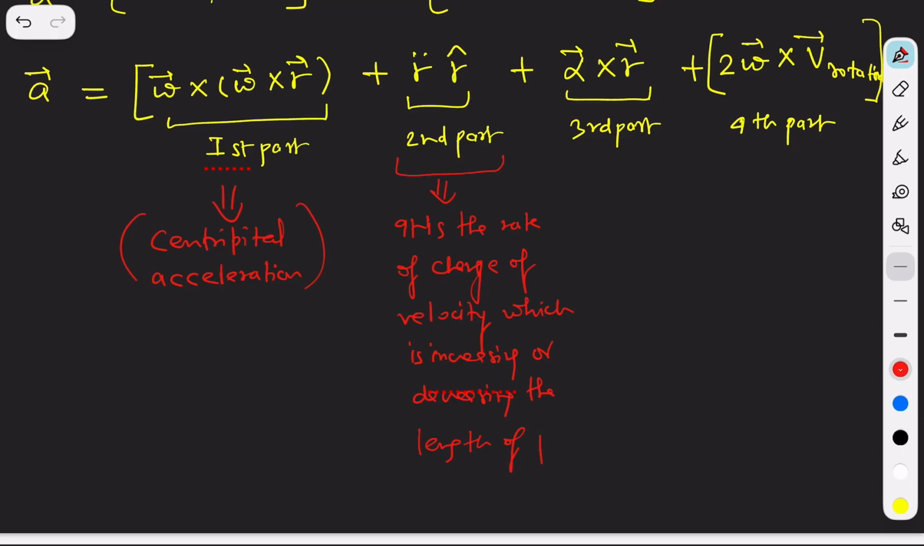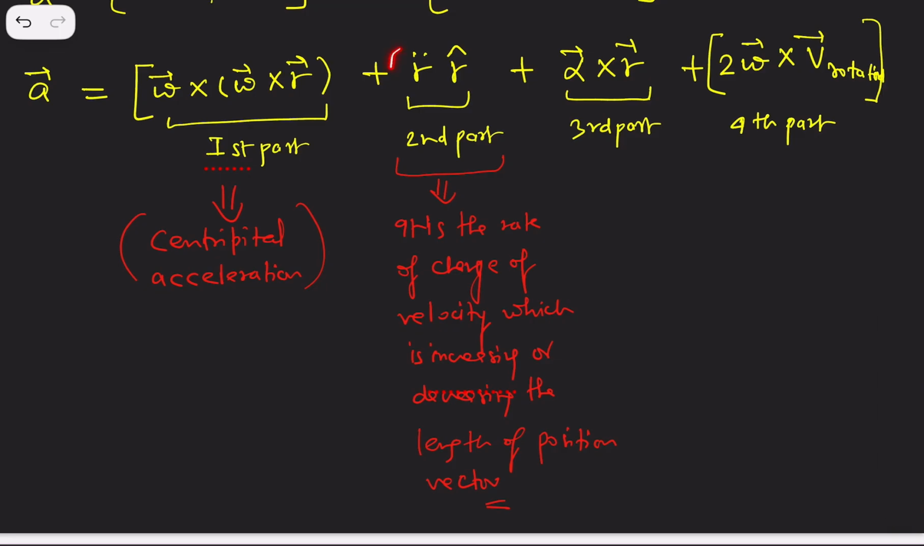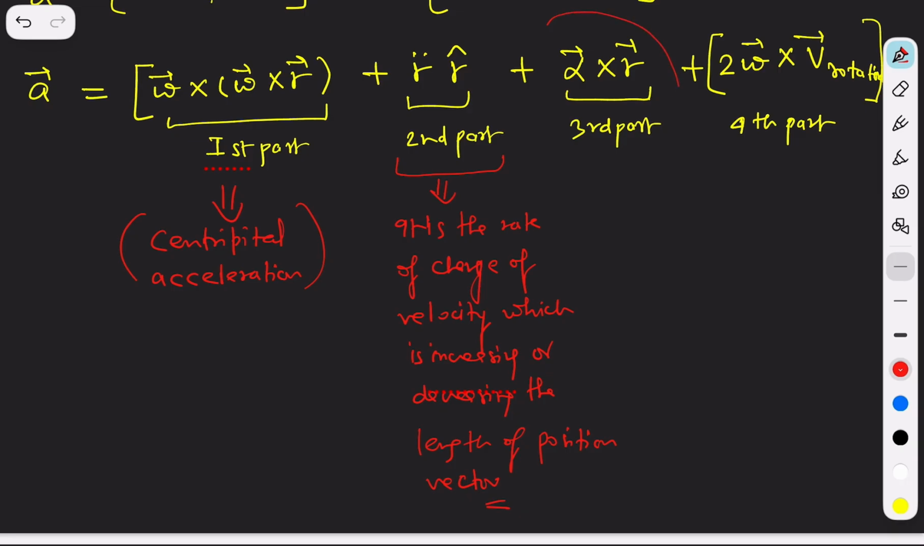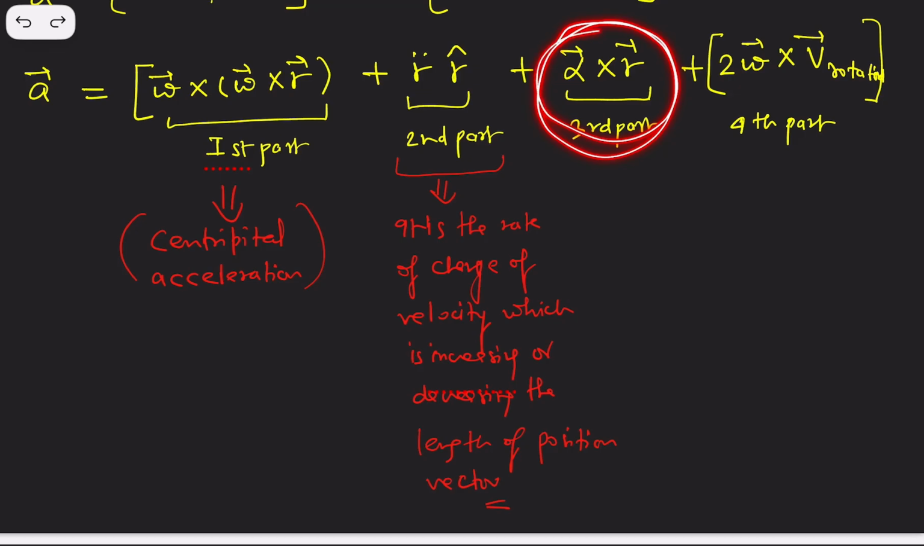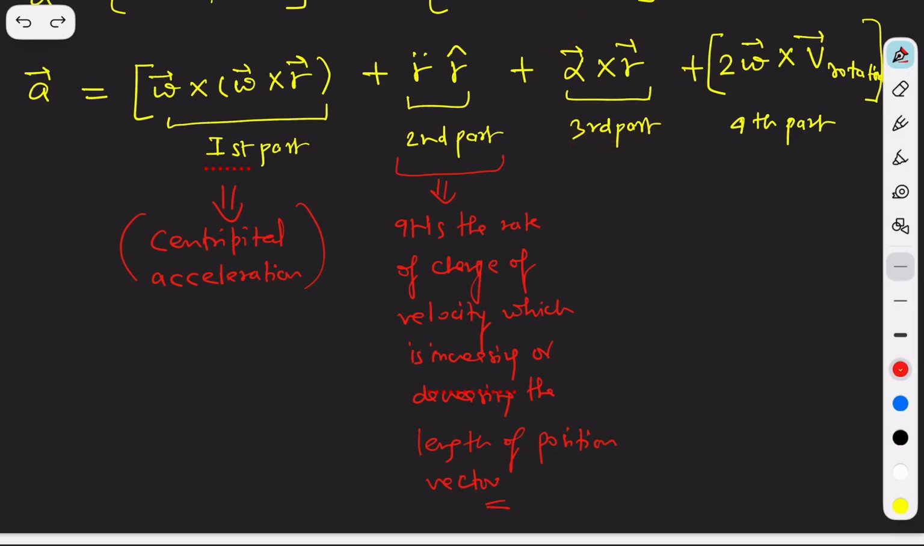Basically, guys, how the position vector length is changing or not changing is dependent on some radial velocity component, and how that velocity component is increasing or decreasing is going to be decided by this component. Okay, how this length is going to change. Now coming to this component, this is known as your tangential acceleration. This also we have discussed in the starting of the lectures.